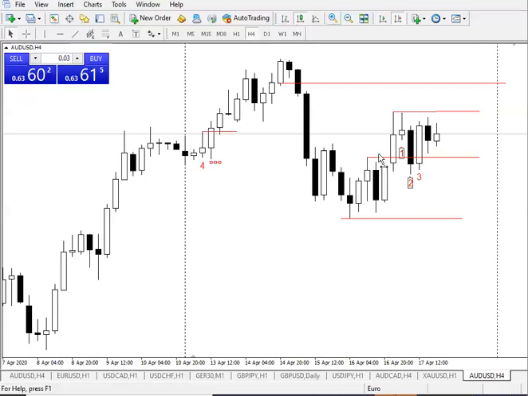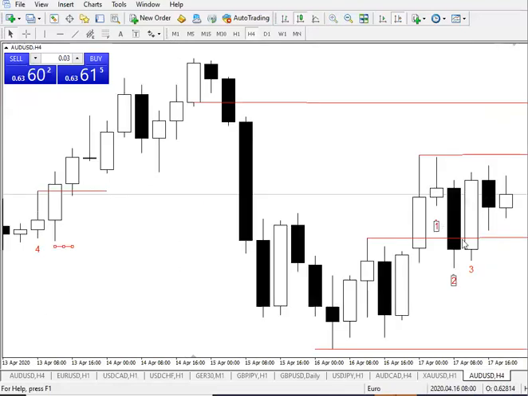So let's get closer in. 1, 2, 3. Now waiting for it to close above 3. And then your fourth bar would be here, and say it closes here. That's where you put your line to take entry on the H1.